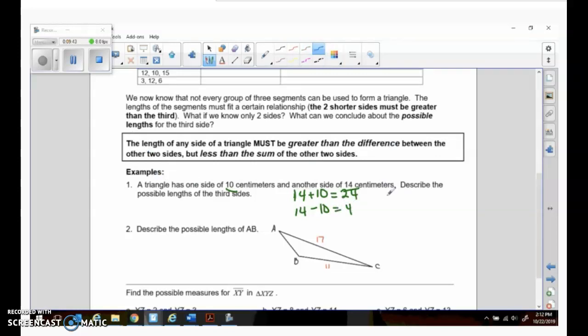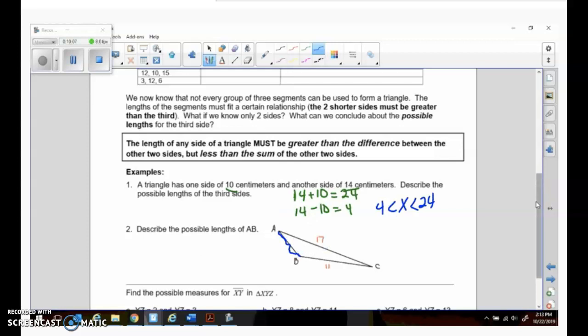And then when it says to describe the possible lengths of the third side, what we want is an inequality. So x has to be less than 24, and x has to be greater than 4. So we can just write this as this compound inequality, where x is in between 4 and 24.